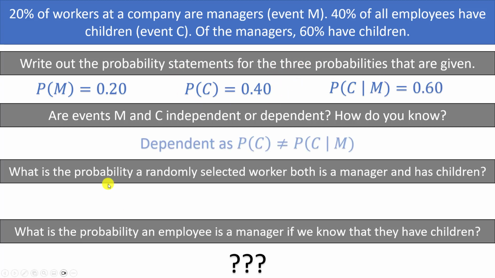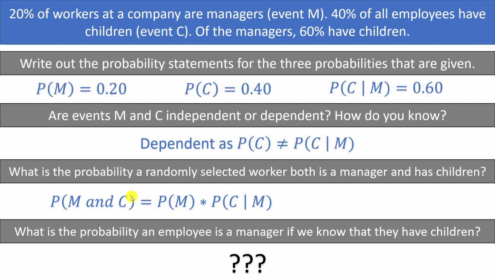So we would say that those events are dependent, as the probability of C is not equal to the probability of C given M. What is the probability a randomly selected worker is both a manager and has children? So we are being asked for the probability of M and C. And since these are dependent events, we have to use the dependent events formula, which is the probability of M times the probability of C given M.